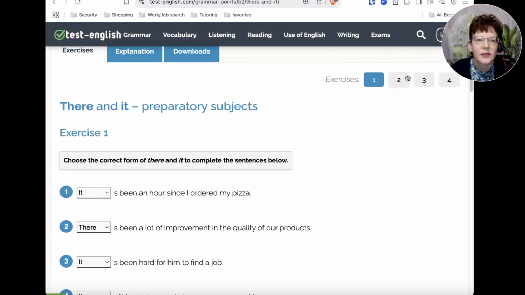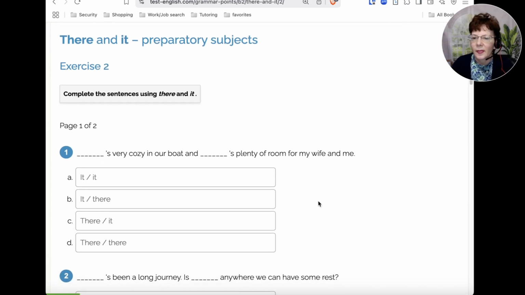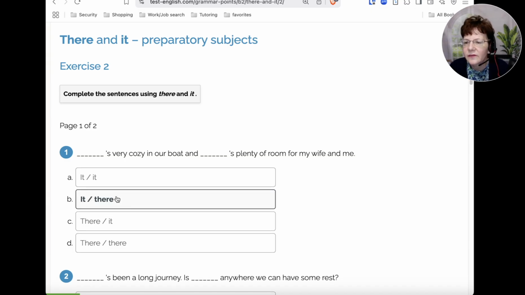Okay, let's look at exercise 2 real quick. These are multiple choice. We have it and it, and there and it, or there and there. We have: very cozy in our boat and plenty of room for my wife and me. If you chose option B, it and there, we have it's very cozy in our boat and there's plenty of room for my wife and me.